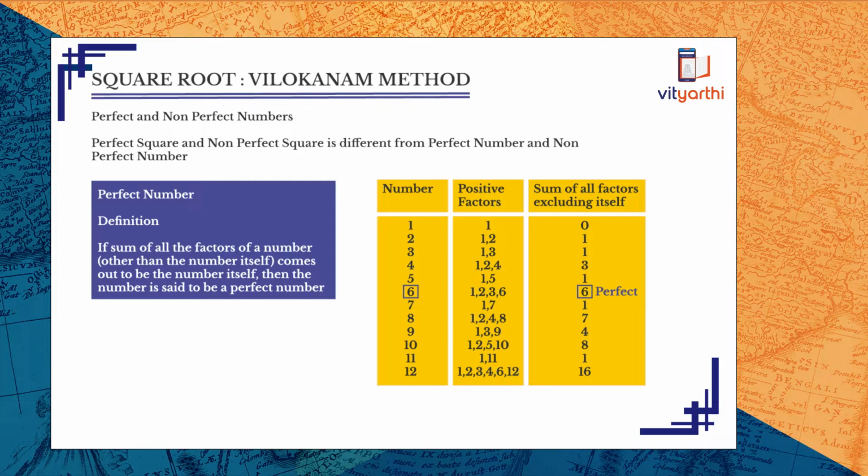If we look at all the numbers, only 6 is the number. If we add factors of 6, we will get 6. It means 1 plus 2 plus 3 is 6. So in this case, 6 will be called perfect number.